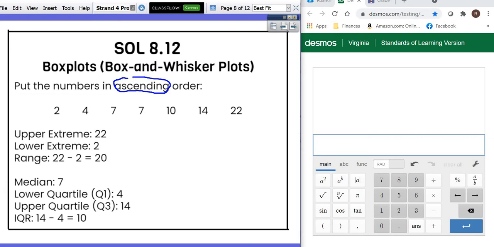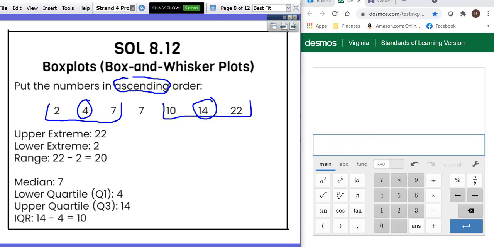Your median, because if you look at it, you've got 3 pieces of data here and 3 here. So the one right in the middle is your median, 7. The lower quartile is the median of the bottom numbers, and your upper quartile is the median of your top numbers. And to find your interquartile range, you subtract those two numbers. So 14 minus 4 is 10.